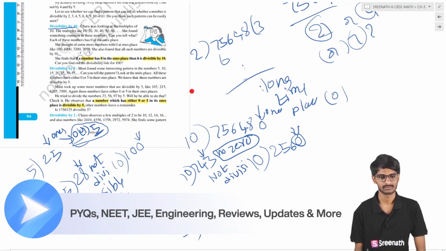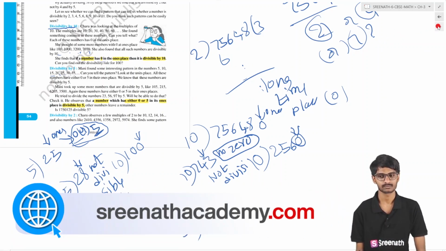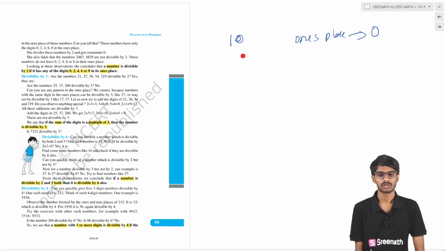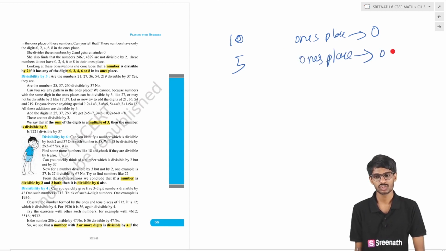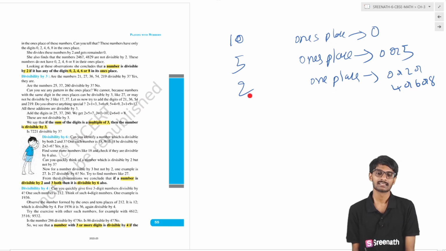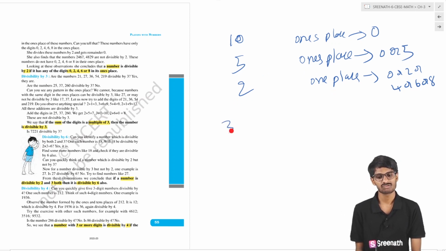Ones place, students. Next, divisibility by 2. Basically, for divisibility by 10, in the ones place you must have 0. For divisibility by 5, in the ones place you must have 0 or 5. If you want a number to be divisible by 2, then in the ones place we must have 0, 2, 4, 6 or 8. If any of these digits is in the ones place, then that number is divisible by 2. And what is the divisibility test for 3?